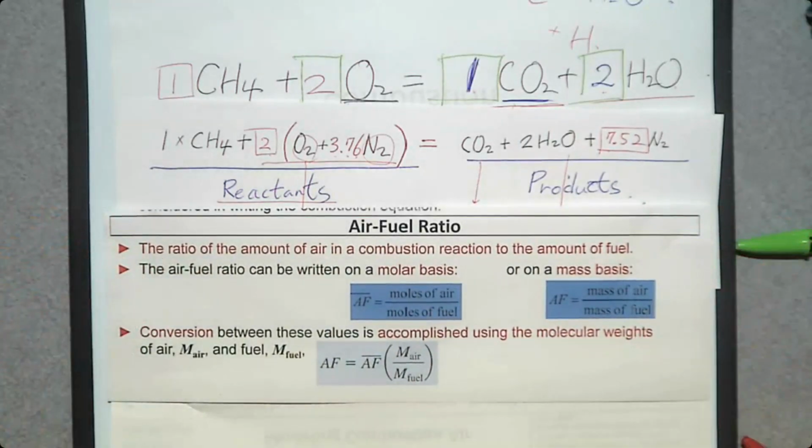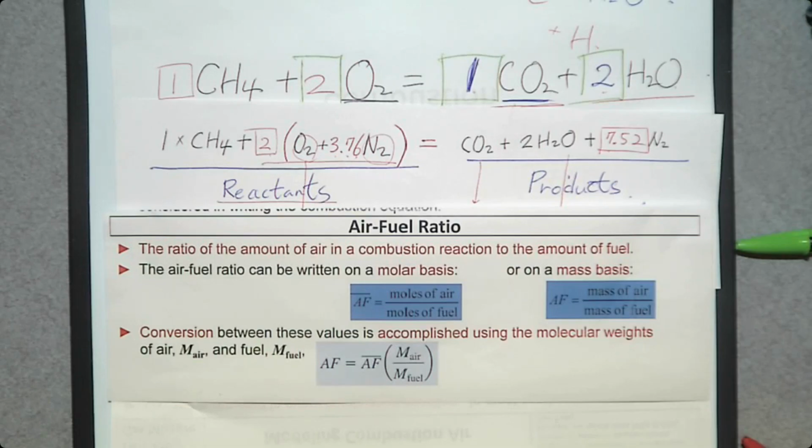The ratio of the amount of air in this reaction to the amount of fuel is called the air-fuel ratio. And in this case, the air-fuel ratio is going to be on a molar basis, so we have a bar on top of it. If you change it to mass basis, it's just AF without the bar. If you add a bar, that means on a molar basis. If you don't have a bar, that means on a mass basis.